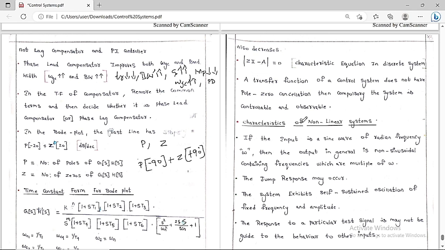So if you take the transfer function of a control system and it does not have any pole zero cancellation, meaning there are no common terms in the numerator and denominator, then we can say the system is both controllable as well as observable.